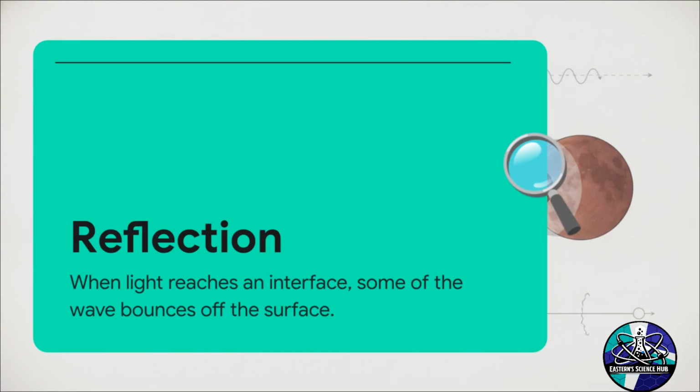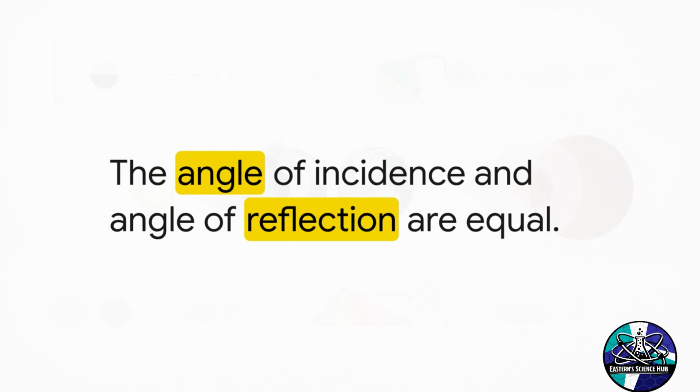The second major behavior of light we need to understand is reflection. When light reaches an interface, which is really just a boundary between two different mediums, like air meeting water or light hitting a mirror, some of that light wave will bounce off the surface instead of being absorbed. The physical properties of those two mediums determine the intensity and the frequency of that reflected light. The most critical rule governing this behavior is the law of reflection. This law simply states that the angle of incidence, meaning the angle at which the incoming light strikes the boundary, is exactly equal to the angle of reflection, the angle at which it bounces off. It's a perfect, predictable geometric mirror effect that remains absolutely consistent across all of physics.